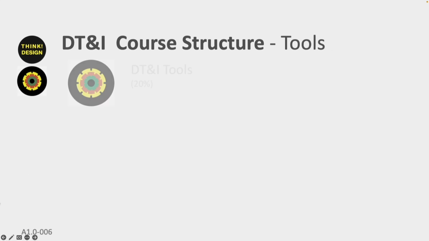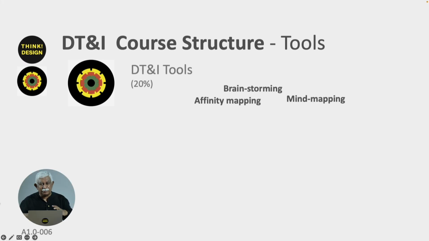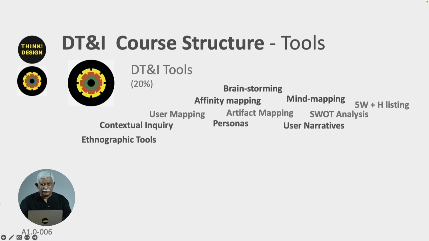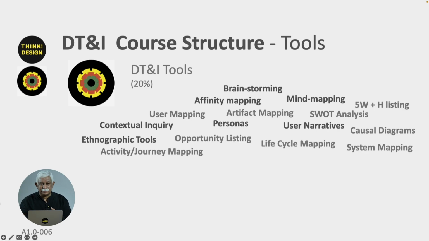So, let us go to the tools portion. Here you find methods to actually solve the problem, from brainstorming to mind mapping and linking it together through affinities, studying users, mapping all their artifacts, asking a lot of questions, even SWOT analysis. You can do primary research through contextual inquiry, creating personas or asking the user to narrate the stories, or even use ethnographic tools. Then you do analysis through mappings, different kinds of mappings, activity mappings, life cycle mappings.